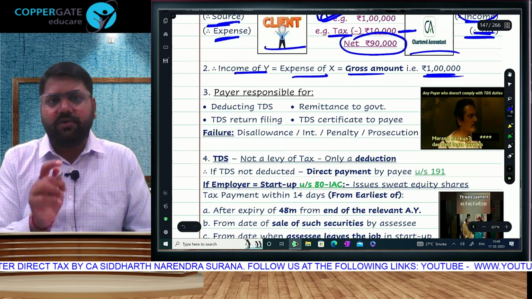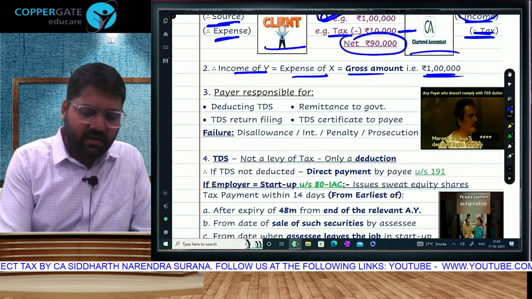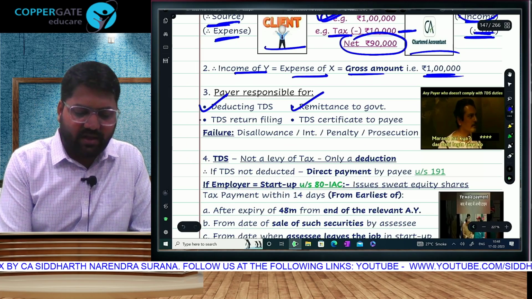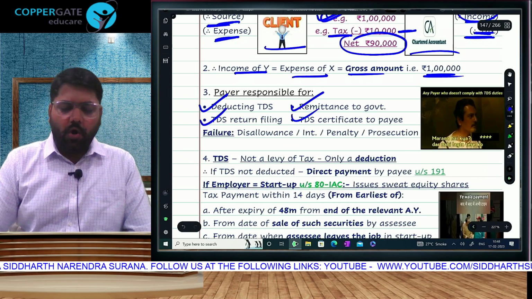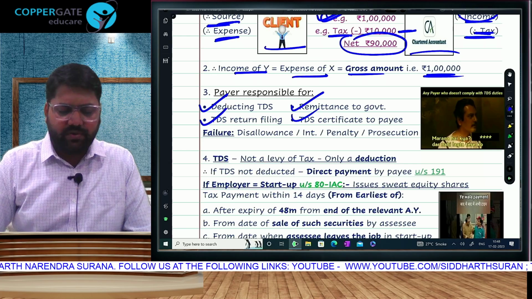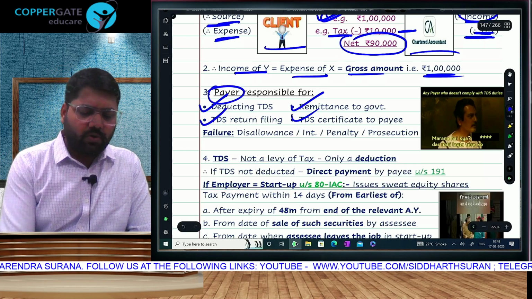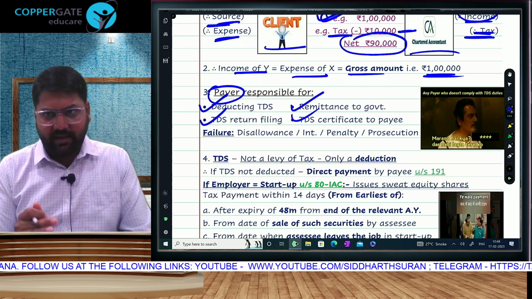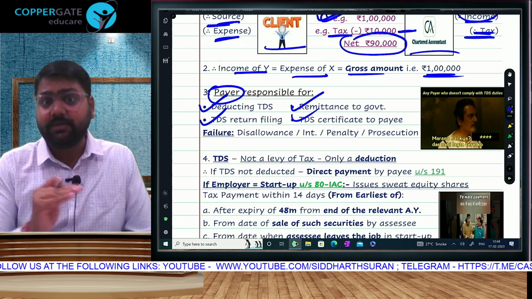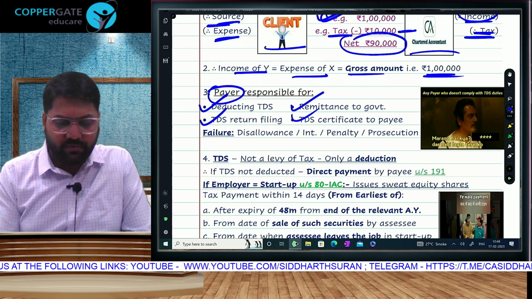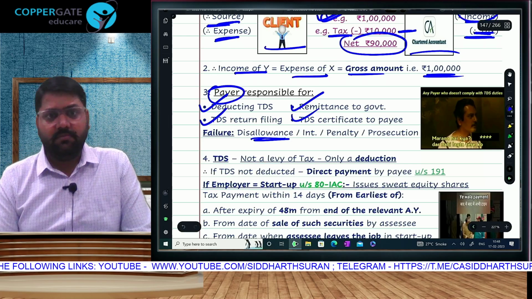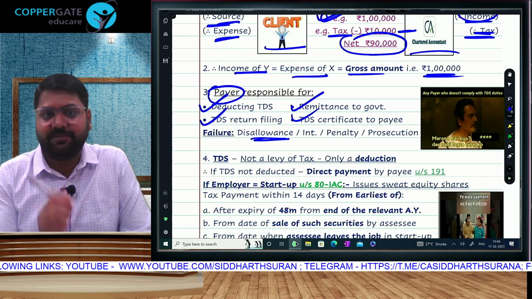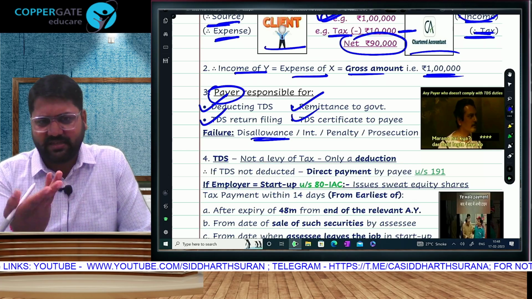So all the duties, though it is income and tax of the payee, the duties like deduct, pay to the government, return filing, certificate, all duties are put on the payer. And if the payer fails to do them, though it is income and tax of the payee, then he will have to face disallowance of expense in PGBP. We are aware this is a revision lecture.